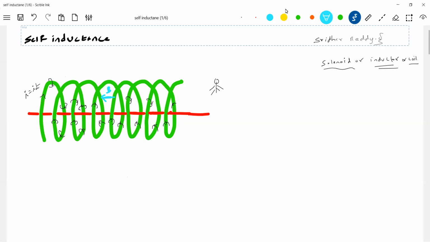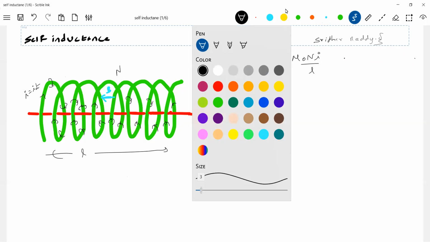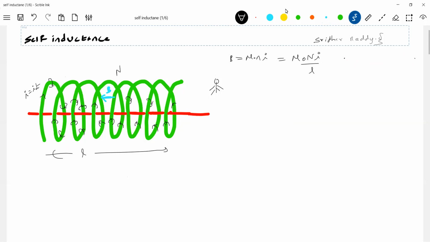Then let's come to the expression for the magnetic field inside the solenoid. B is equal to mu naught N i, and small l is the length, and N is the number of turns. So this will become B equal to mu naught N i by l. This is the magnetic field inside the solenoid.